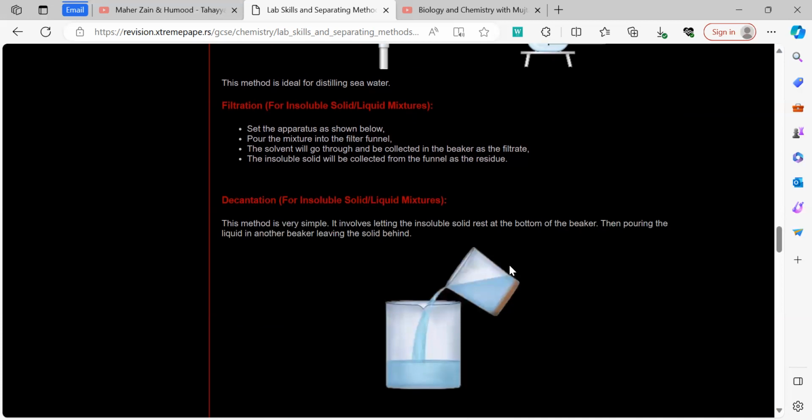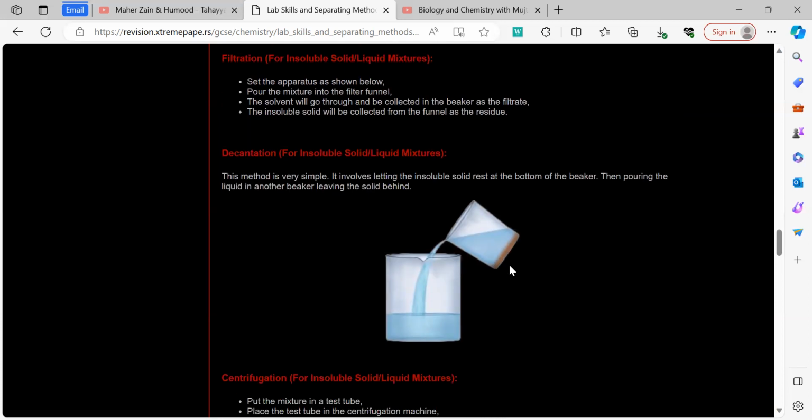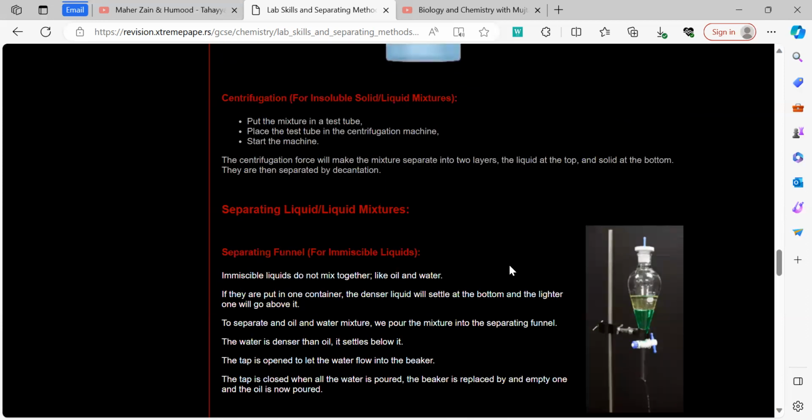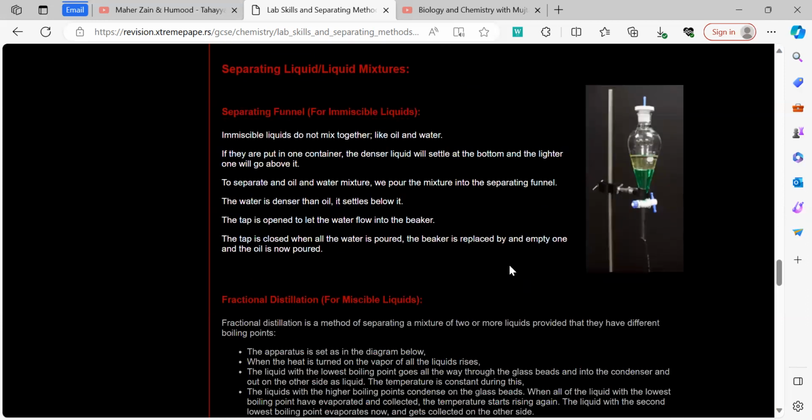Now, filtration. In filtration, there is always an insoluble solid and a liquid mixture. Filtration is ideal to separate mixtures which are insoluble in each other by removing the precipitate. Now, another method of separating mixtures is by using a separating funnel. A separating funnel is used for immiscible liquids. Immiscible liquids include oil and water.